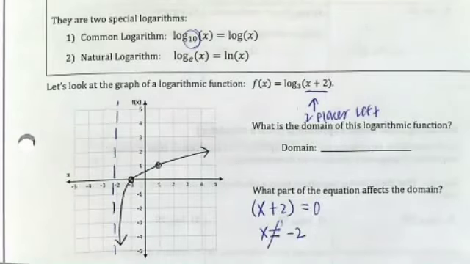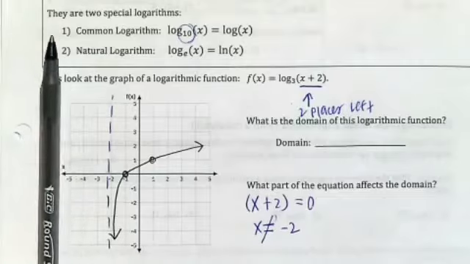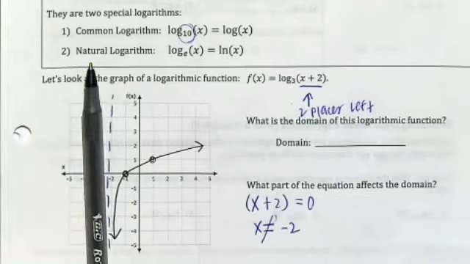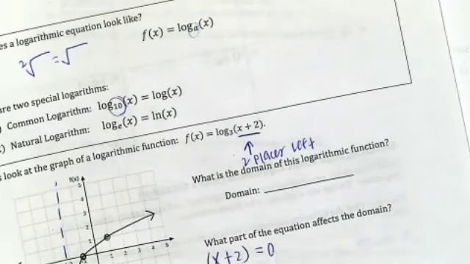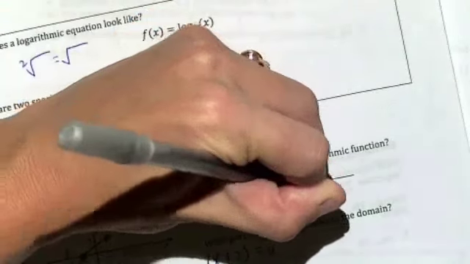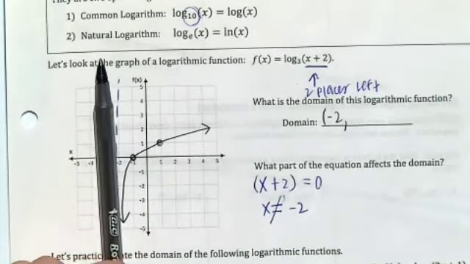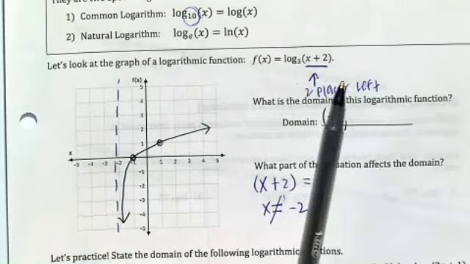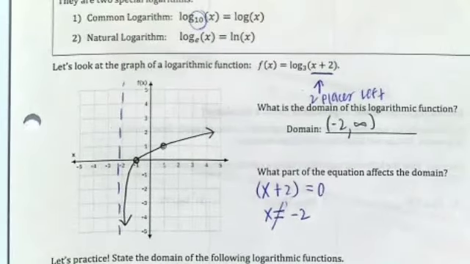So I can also get an idea of the domain. The domain, going left to right, can get really, really close to -2, but it's not going to touch it. So I'm going to put a parentheses, not a bracket. Basically, start at -2, get really close to it but not touch it, and then keep going forever and ever. A lot of logarithmic functions mimic this.